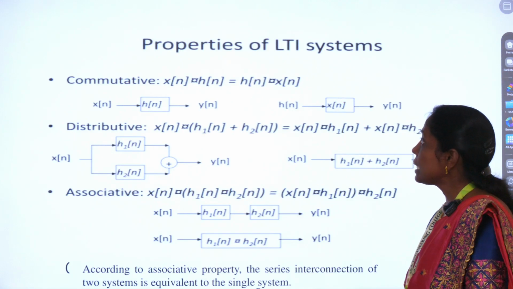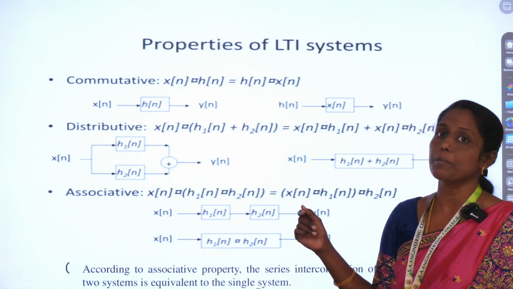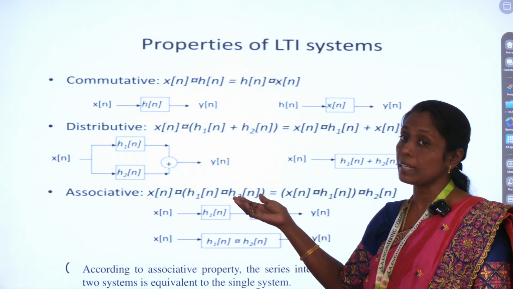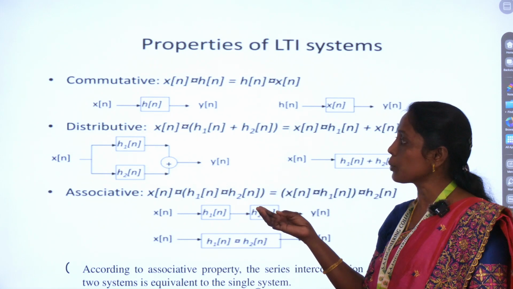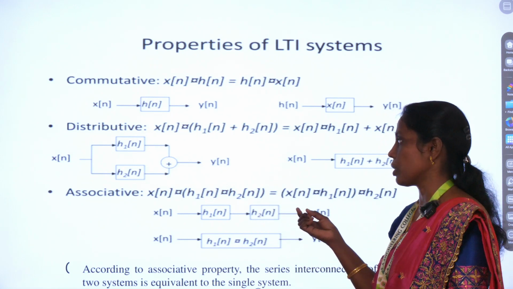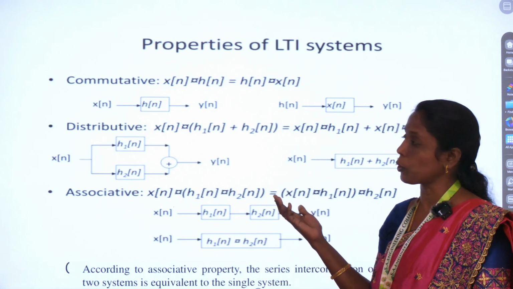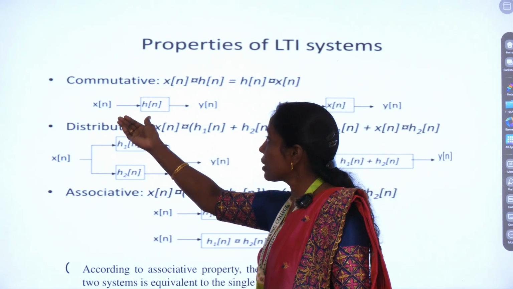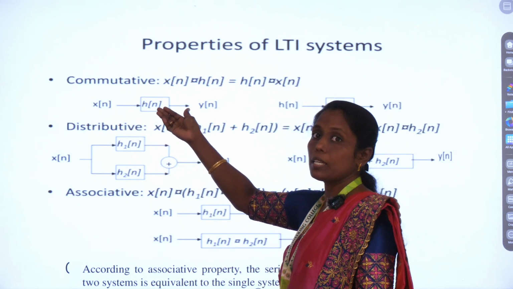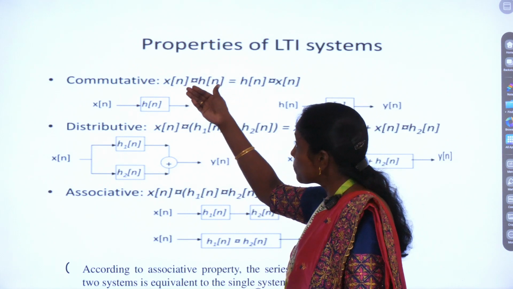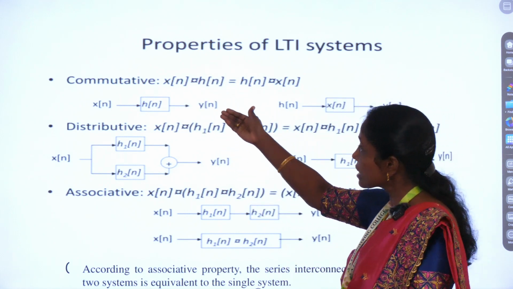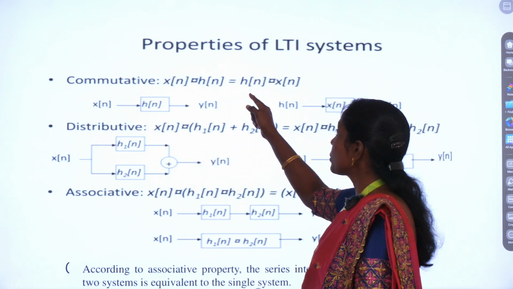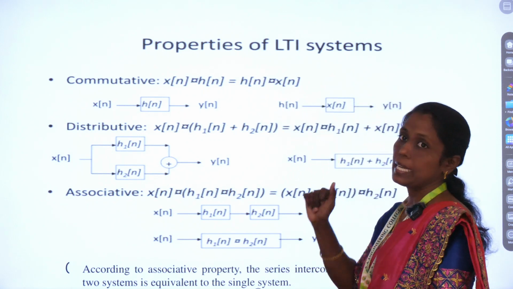Okay, next let us see the properties of linear time invariant system. We can classify them as commutative, distributive and associative. Let us see what is the commutative property. If you consider an LTI system with input x of n, impulse response h of n and output y of n, as per the commutative property, we can express the system as x of n convolved with h of n is equal to h of n convolved with x of n.